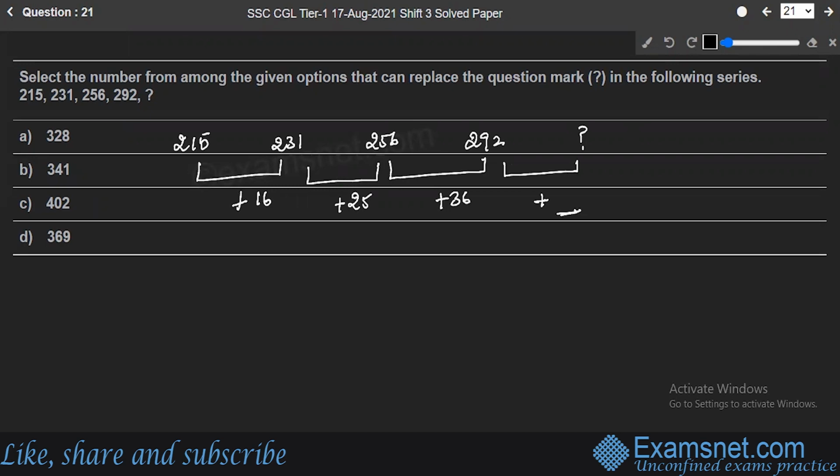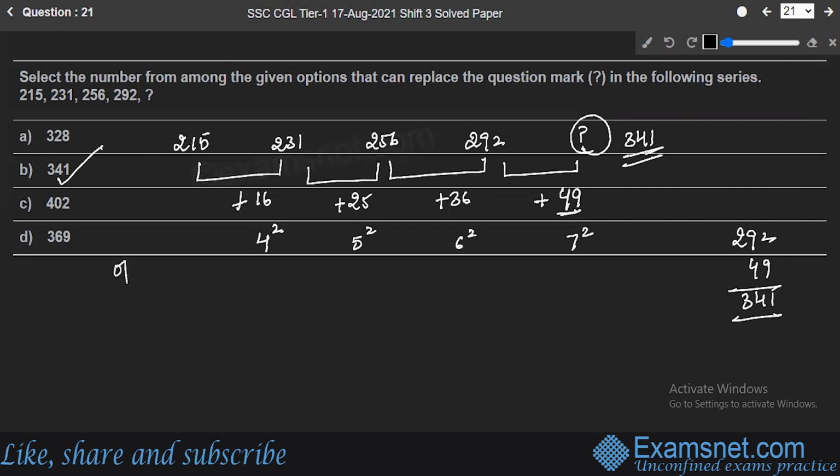Don't you think 16 is 4 square? This is 5 square. 36 is 6 square. Then, of course, this one will be 7 square. So that means I got it. Here, 49 will be added to get my next number. 292 plus 49 will give you 341. So 341 will come at the place of the question mark, and option B is my answer to the question. Hope you are clear with this, right?